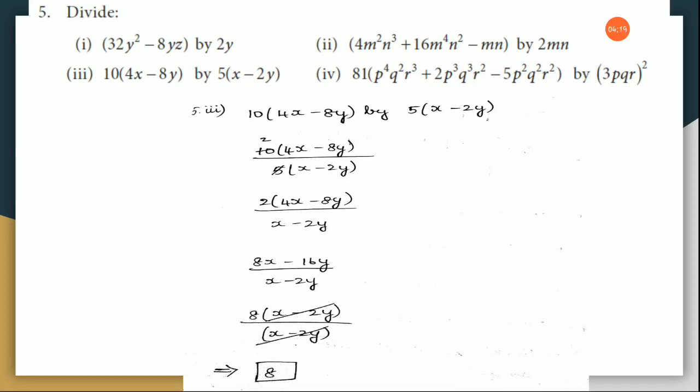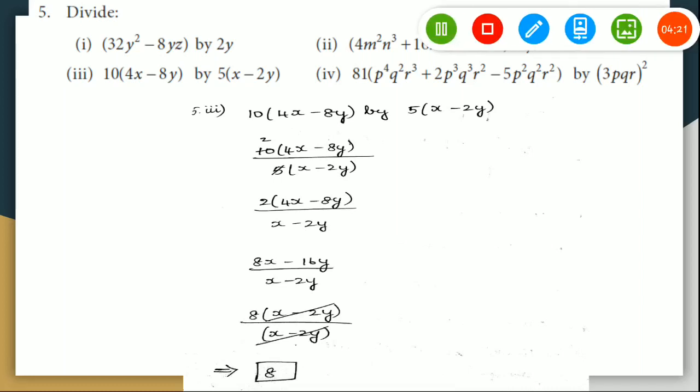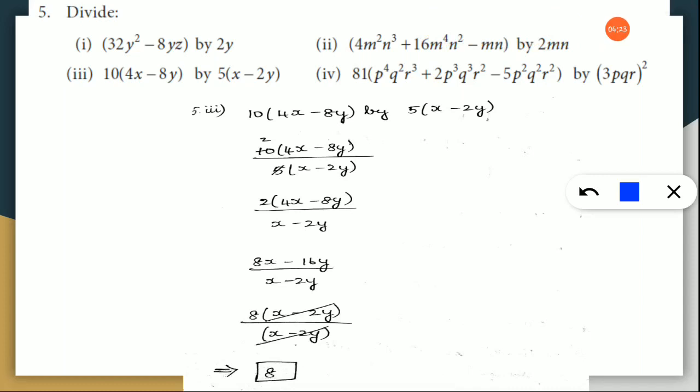Okay, children? Now look at the third subdivision. 10 into 4x minus 8y by 5 into x minus 2y. Okay, instead of this by, I am going to write it in the form of division. So I am going to write this as 10 into 4x minus 8y divided by 5 into x minus 2y.